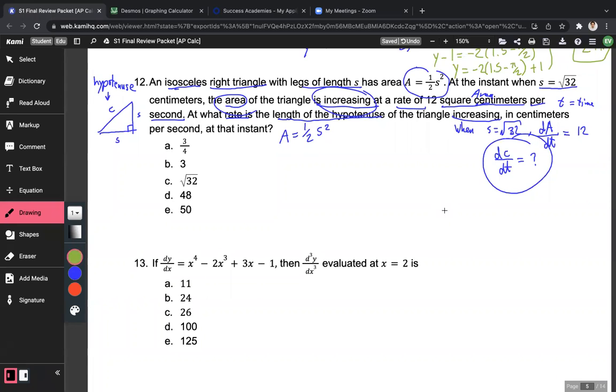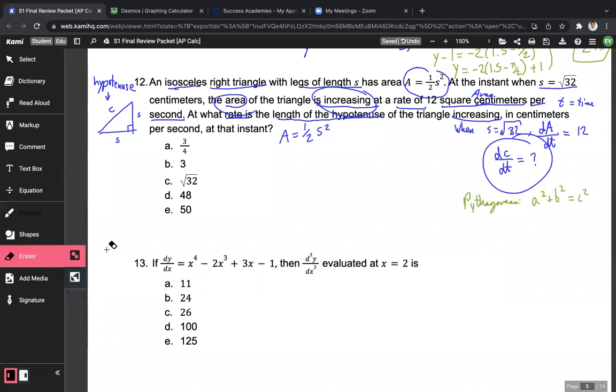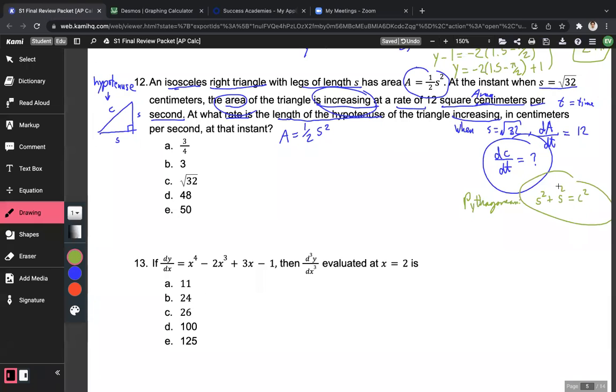Well, I don't know a ton off the top of my head, but I do know my Pythagorean identity here. The Pythagorean theorem: a squared plus b squared equals c squared, where a and b are the legs of a triangle and c is the hypotenuse. And here we're told that the legs are the same. It's an isosceles right triangle. So they're both s. Let me just change this to s squared plus s squared equals c squared. All right, I've got a formula involving c.